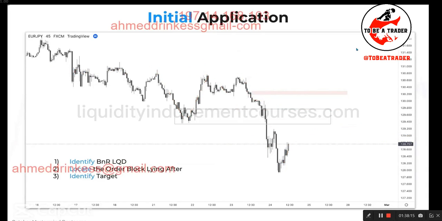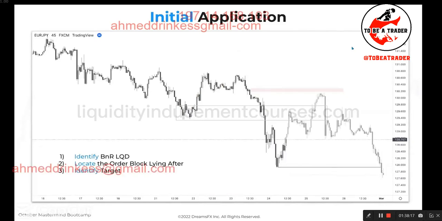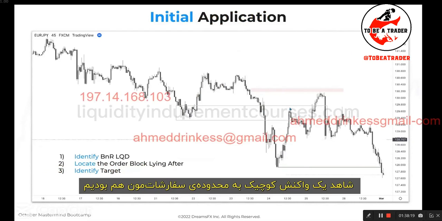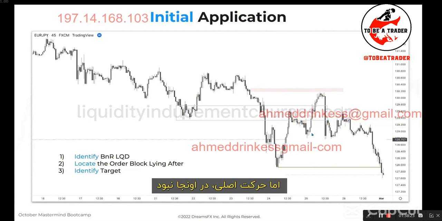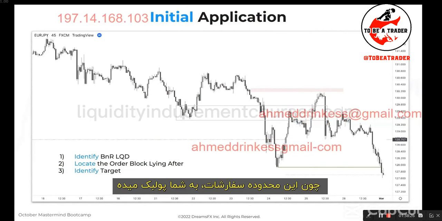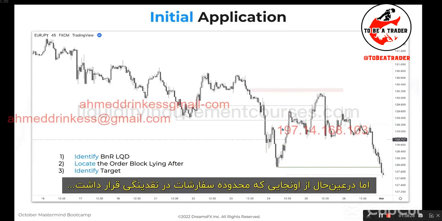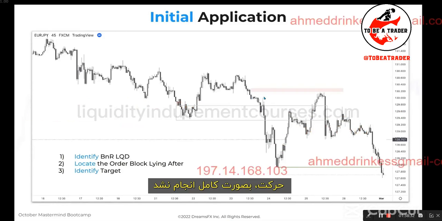So here then, we know what price is going to do. And as you guys saw, we did get a small reaction. Our order block, we got a small reaction, but it wasn't where the main move was. Because it was an order block, it'll give a pullback. But because the order block was still lying at liquidity, it didn't give us that full move.